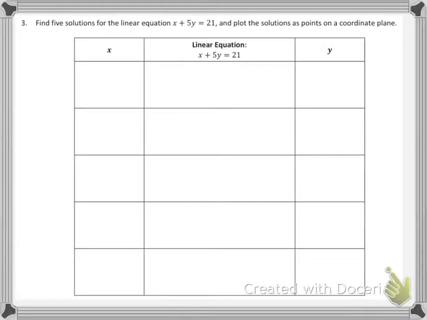Okay, number 3. This time x plus 5y equals 21. Well, I can put a number in for y. I can put values in for the y variable as well. And if I put a 0 in for y, that makes my calculation easier, right? X plus 5 times 0 equals 21. Well, 5 times 0 is 0, so x equals 21. All right, so if x is 21, y is 0.